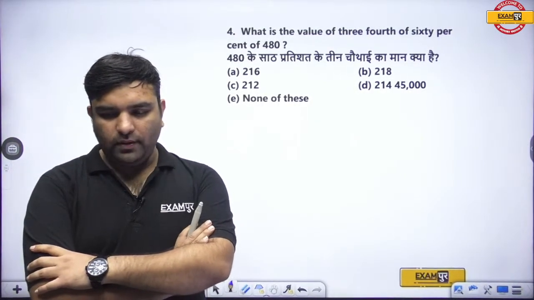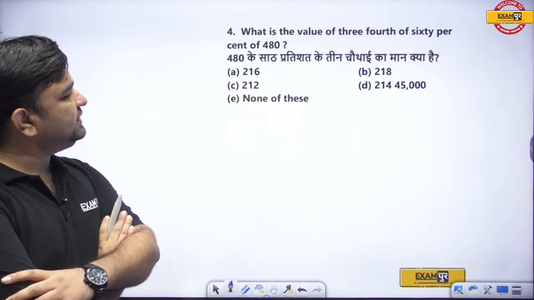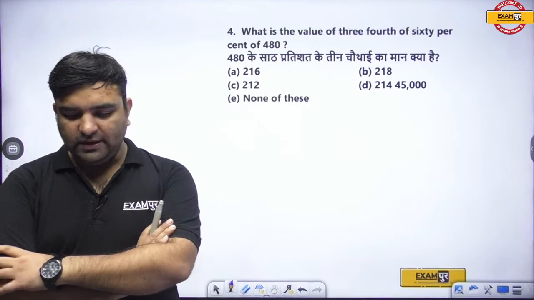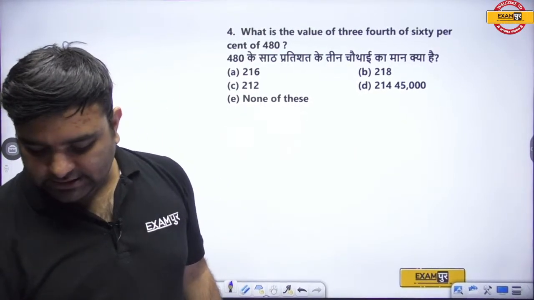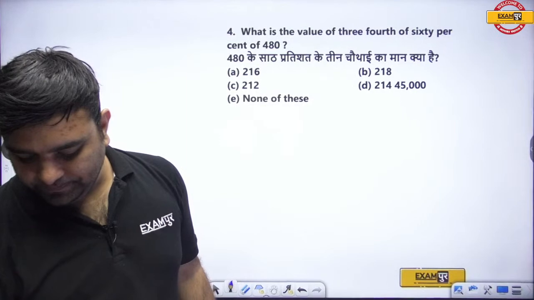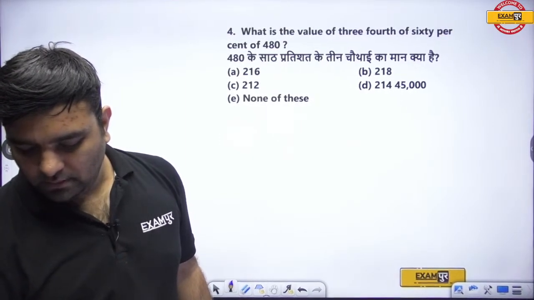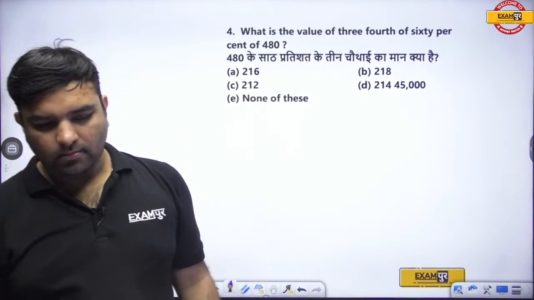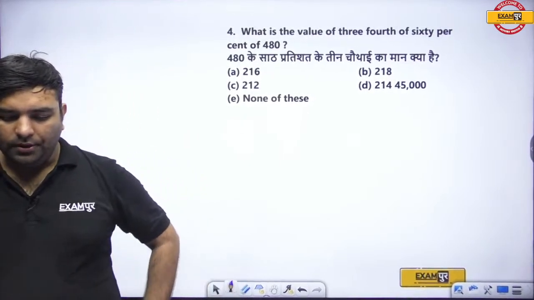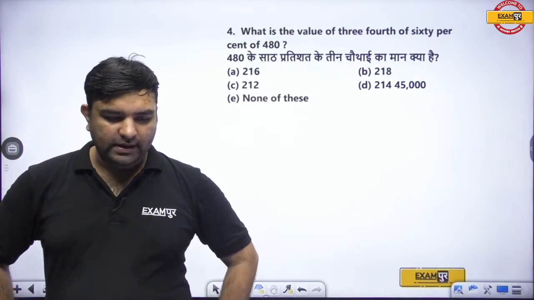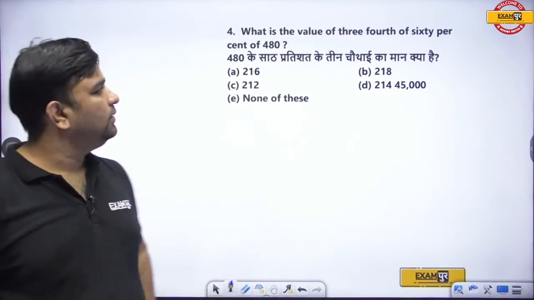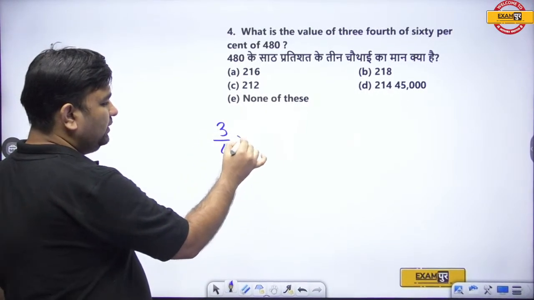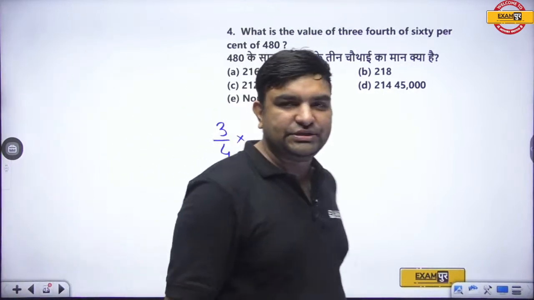What is the value of 3/4 of 60% of 480? Doable? Very easily doable. What is the value of 3/4 of 60%?